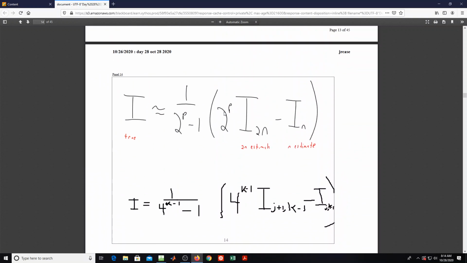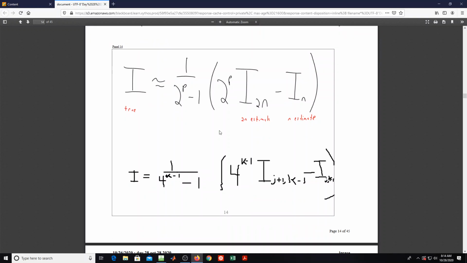Now we can extend this, and this is what the book does. R_{j+1,k-1} and R_{j,k-1}. Let's see how that works. The k minus 1 is just the order of the method that you use. The j plus 1 and the j is how many columns over you go, like how many times you weighted this average.